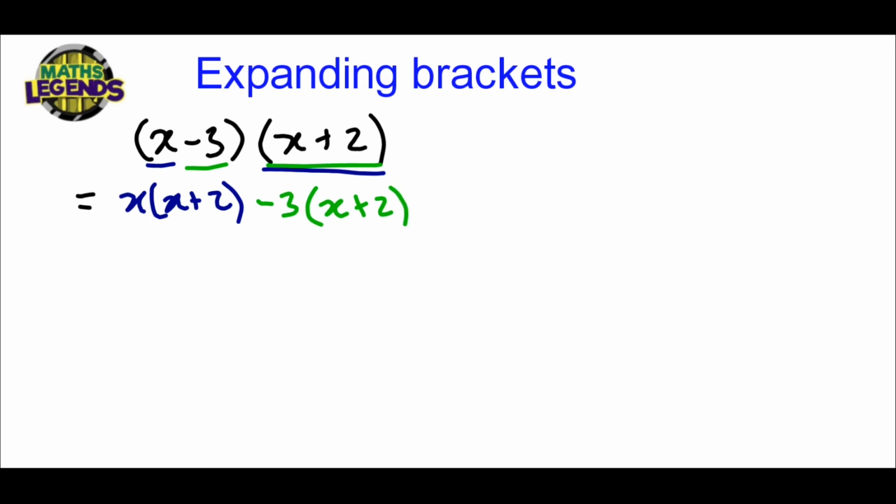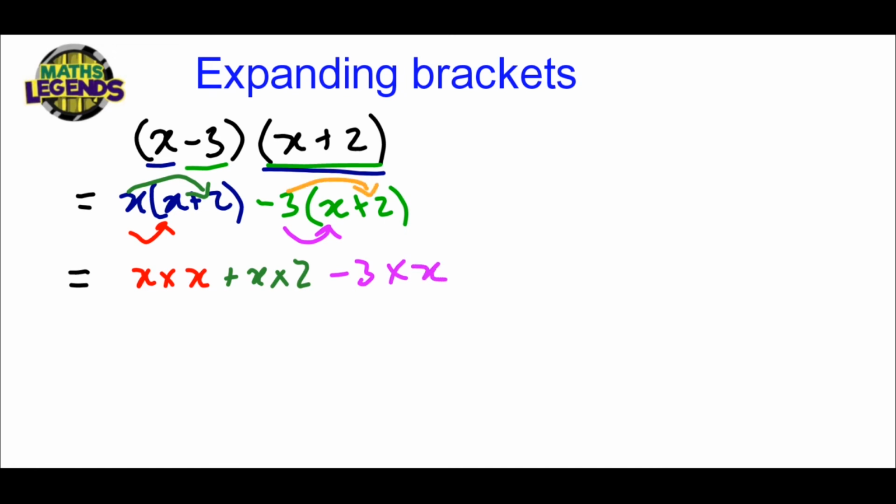We then expand this bracket, so the x and the x becomes x times x. And then we multiply the x with the second term, which is the plus 2. This becomes plus x times 2. We then repeat for the second bracket, so minus 3 times x. Let's write that down. And then we repeat that for the next term, minus 3 times 2.